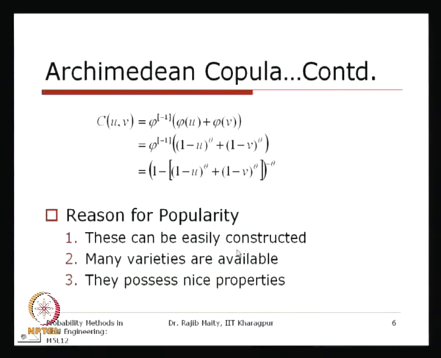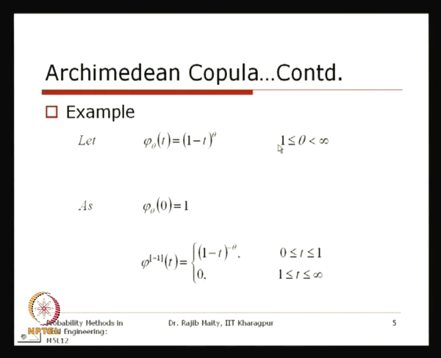The reason why the Archimedean copula has become popular is that it can be easily constructed, as you have seen in the example we just discussed. And many varieties are available depending on the dependence, that is, the range of dependence that it can capture. For the time being, I can mention that this theta is actually the measure of the dependence between the two random variables that we are considering, the reduced variables u and v. So, this is the range of their dependence.